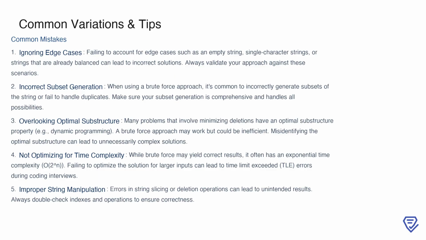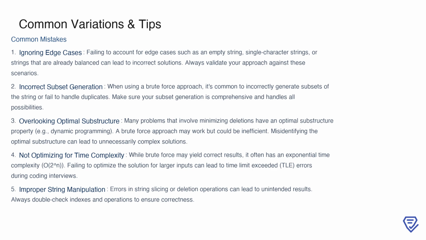Next, if you're using a brute force method, mistakes in subset generation can occur, such as missing certain subsets or handling duplicates improperly. Ensuring that your subset generation accounts for all possibilities is key. Another frequent mistake is overlooking the optimal substructure property, which is common in problems like this. This means failing to recognize that a dynamic programming approach could simplify the solution and make it more efficient.